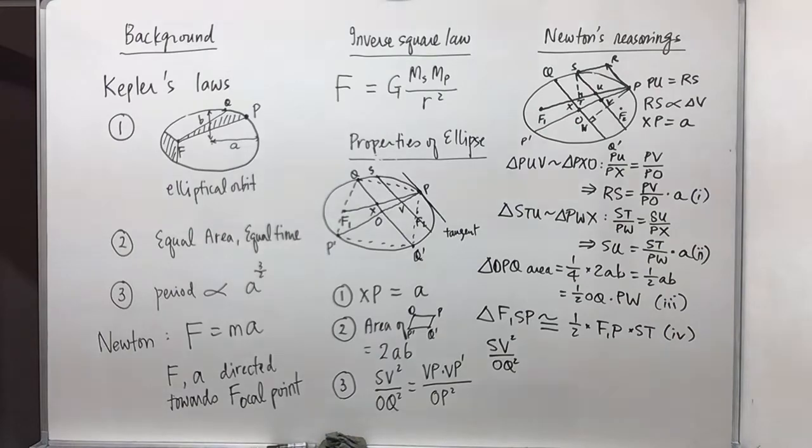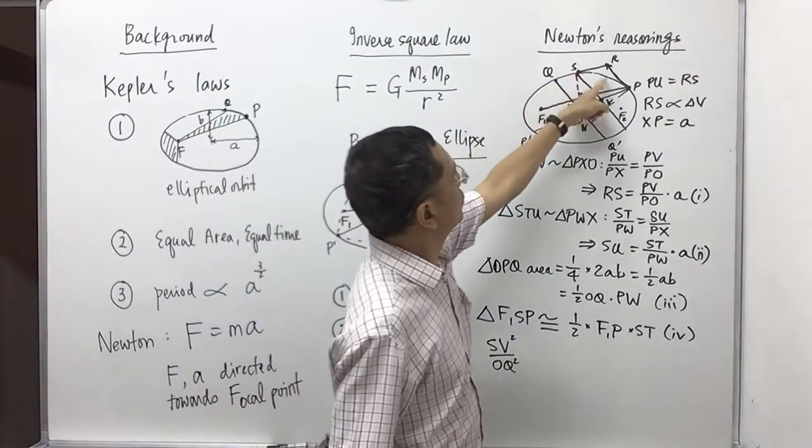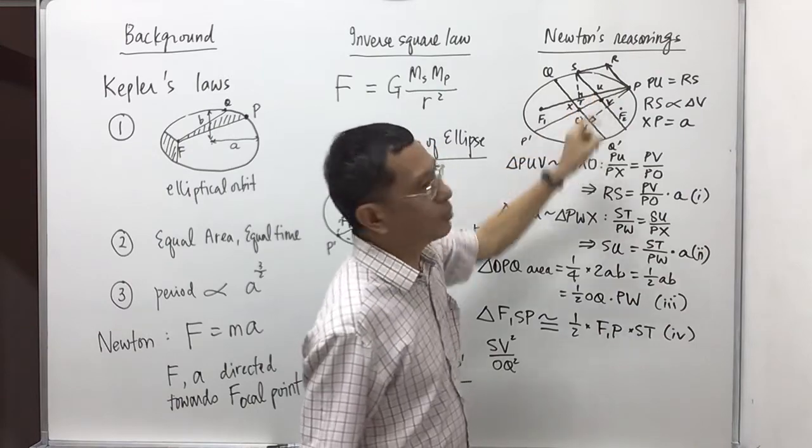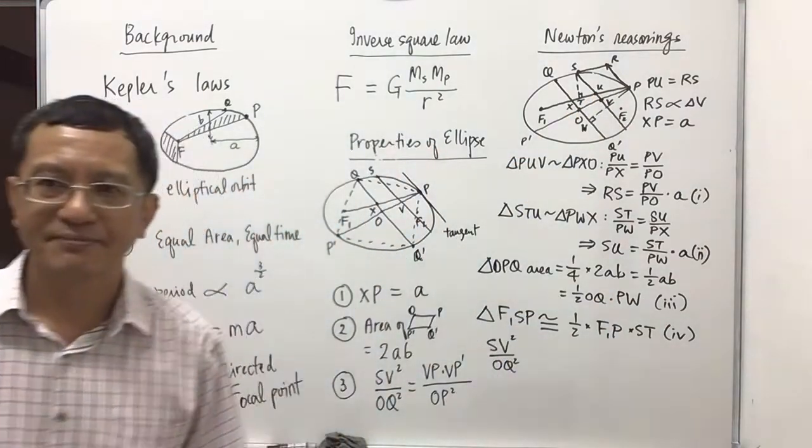SV squared over OQ squared. Do we have something like that? Well, we don't have. But do you see that SV is also asymptotically equal to SU? In other words, if your S is very, very close to P, U and V practically are the same point.